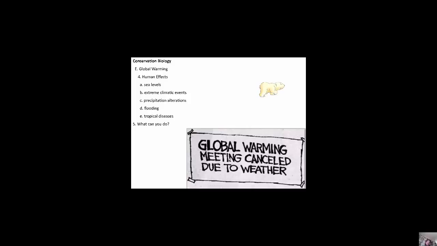So disease can become more common. And speaking of which, we mentioned how you may get range expansion of mosquitoes. Well, mosquitoes are just amazing at carrying human pathogens. So you're going to see increases in malaria, increases in dengue fever, increases in most mosquito-borne diseases. So what can you do to prevent the coming apocalypse?